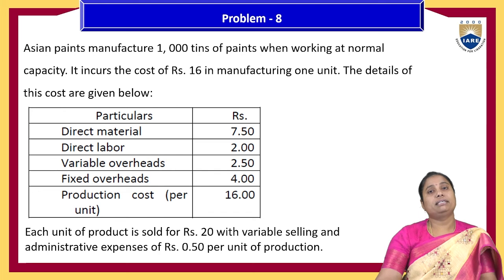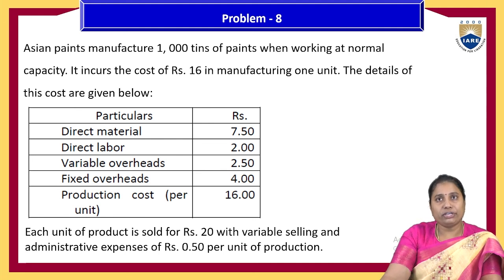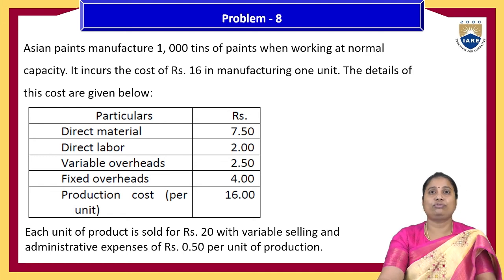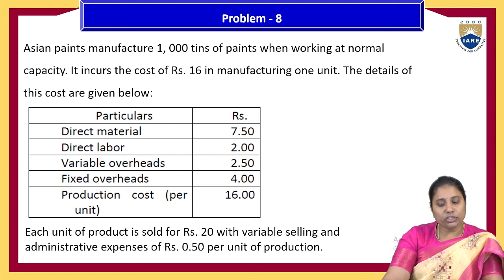Same way, let us see this next problem related to break-even analysis. Asian Paints manufactures 1,000 tins of paints when working at normal capacity. It incurs a cost of 16 rupees in manufacturing one unit, and the details of this cost are given below: direct material cost of 7.5 rupees, direct labor cost of 2 rupees, variable overheads cost of 2.5 rupees, and fixed overheads of 4 rupees. Production cost total is 16 rupees.